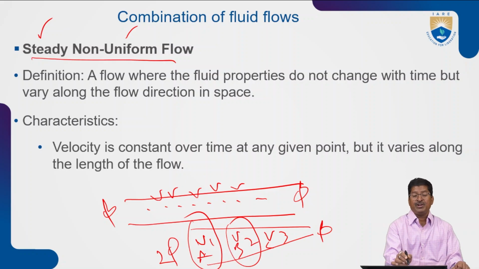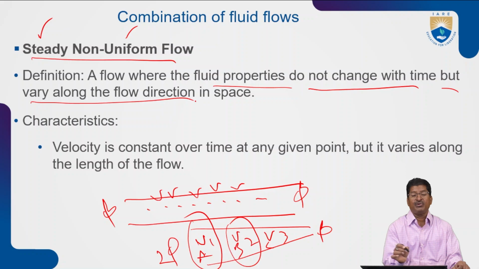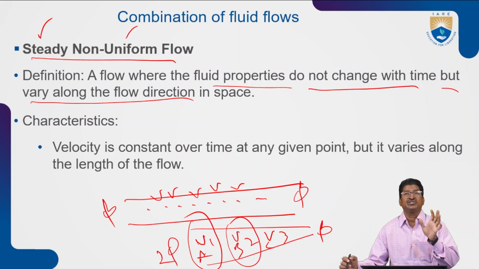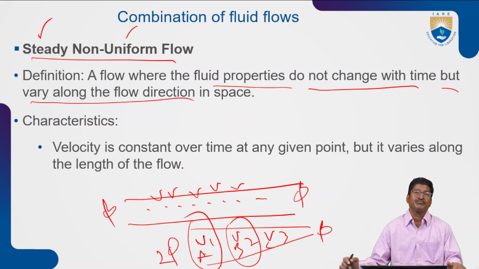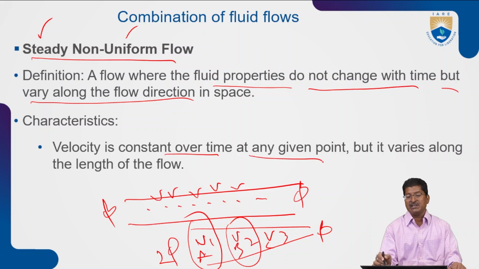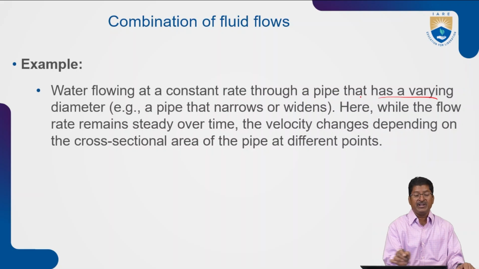A flow where the properties do not change with time, but vary along the flow direction in space. So the flow is constant, that means velocity is not changing with time, but along the direction of flow in space, the velocity is changing. That is the steady non-uniform. Characteristics: velocity is constant over time at any given point, but it varies along the length of the flow. Example: water flowing at a constant rate through a pipe that has a varying diameter.